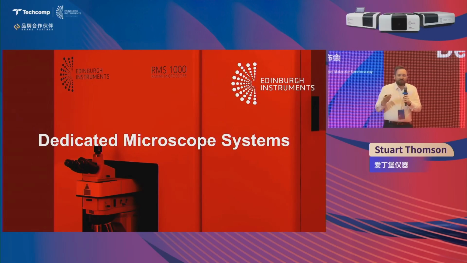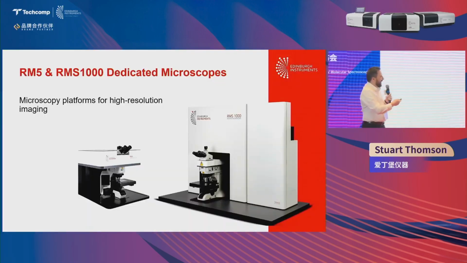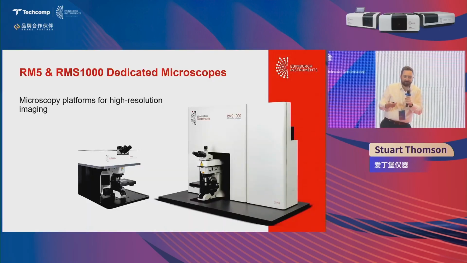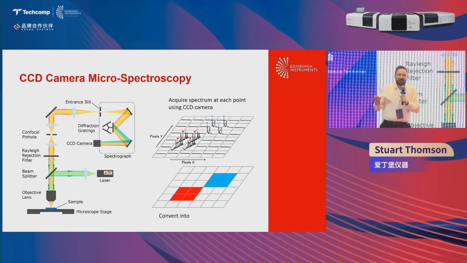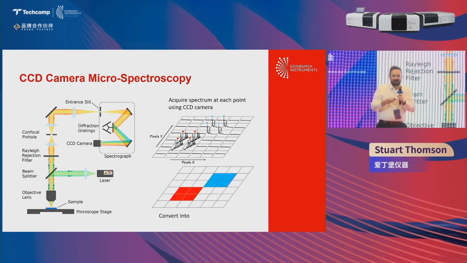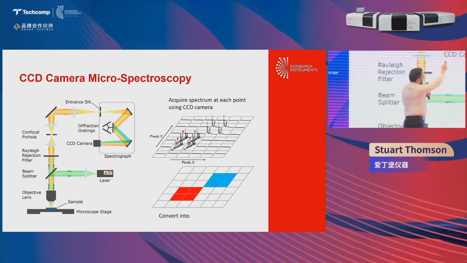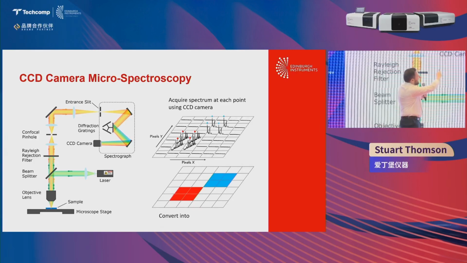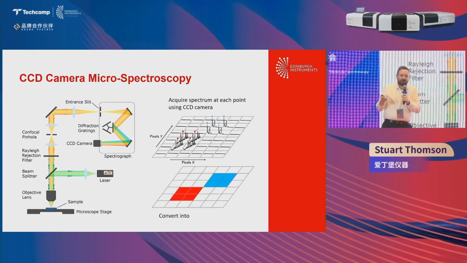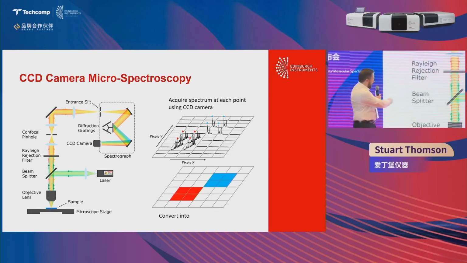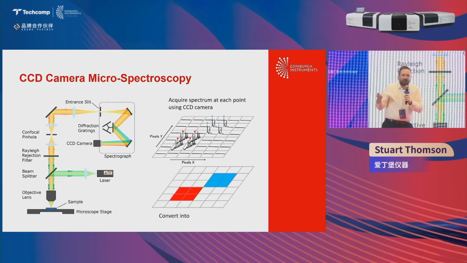So that was the micro-PL system. I'm now going to move on to the dedicated microscopy systems, the RM5 and the RMS 1000. The key difference between these and the micro-PL is that these are CCD-based microscopes. We have a spectrograph with a high-efficiency CCD camera, and using this combination, we can capture the entire spectrum in a single shot. The sample is again placed on a motorized stage, and we can capture either Raman or photoluminescence spectra as a function of position on the sample.